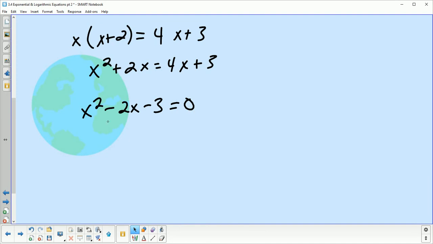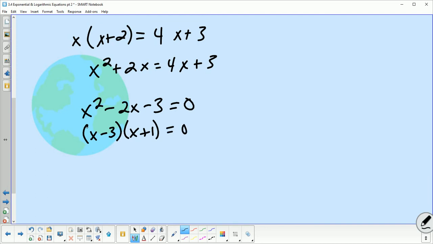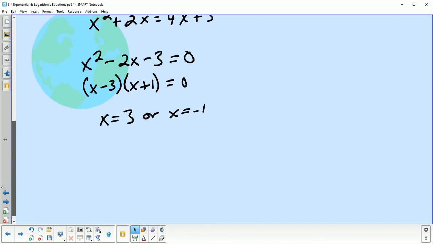Here you can do two different things. You can use your calculator to do the quadratic formula, or you could factor this. If we factored, we get (x minus 3)(x plus 1) equals 0. And solving those two equations, we'd end up with x equals 3 makes that one 0, or x equals negative 1 makes the second one 0. Okay, and this is an example of why it's important to check.